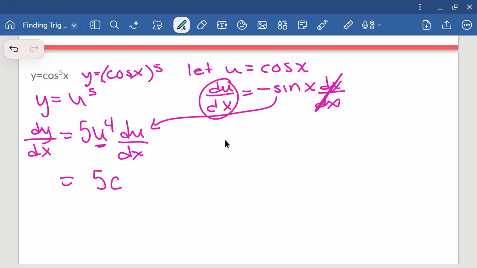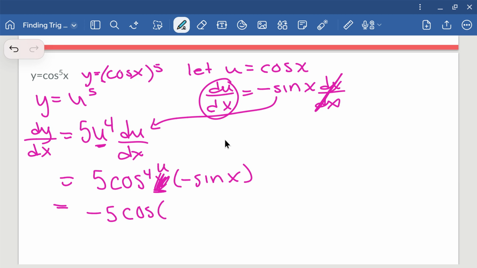5 times cos of x to the power of 4 times negative sine of x. And we can just bring that negative out front. So negative 5 cos of x to the power of 4, and then we're going to still multiply by sine of x.